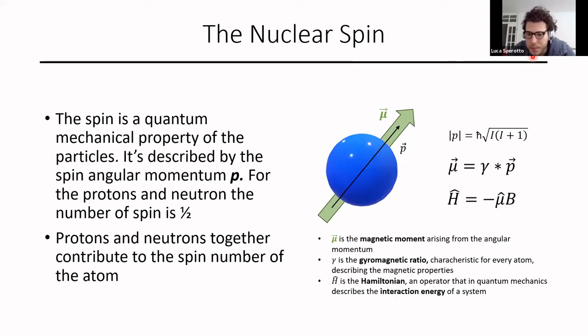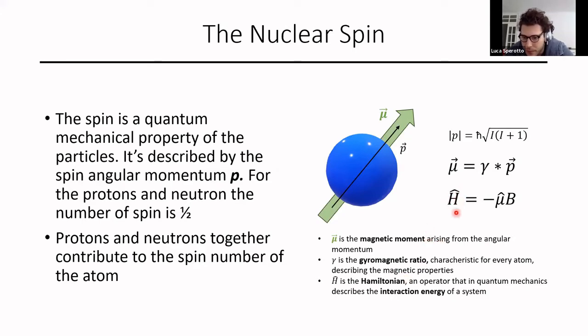That is basically another entity that gives the property of the nucleus in the magnetic field. And I know I put this fancy stuff, it's basically just the quantum mechanical way to describe the energy. So when in quantum mechanics in general we want to describe the energy of an interaction, we use this symbol that is called Hamiltonian.